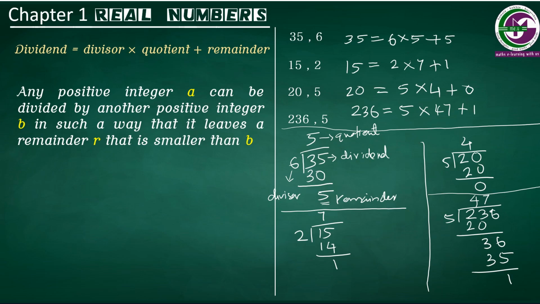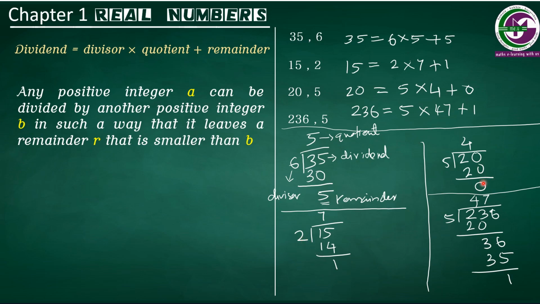So from all these examples, we can say for any positive integer a, any positive integer a can be divided by another positive integer b in such a way that it always leaves a remainder which is less than the divisor. So you can see in the first case, the remainder is 5 and the divisor is 6. 5 is less than 6. In the second case, the remainder is 1 and the divisor is 2. So 1 is less than 2. The remainder is less than divisor.